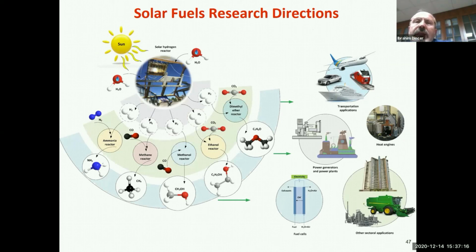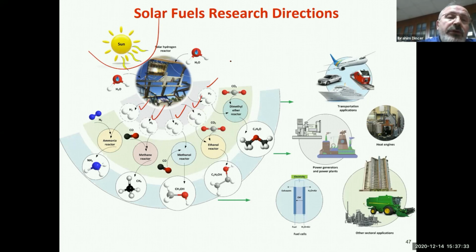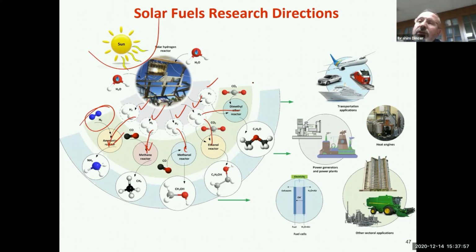And the other important thing, enhancing the research, especially when you have renewables. What you can do, you produce hydrogen, and then you separate nitrogen from air to synthesize ammonia, carbon monoxide into methane, and then again into methanol, ethanol, dimethyl ether. These are becoming renewable fuels or synthetic fuels as part of this hydrogen-based economy.